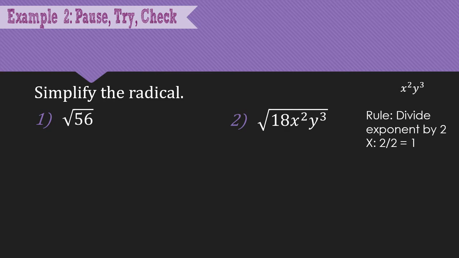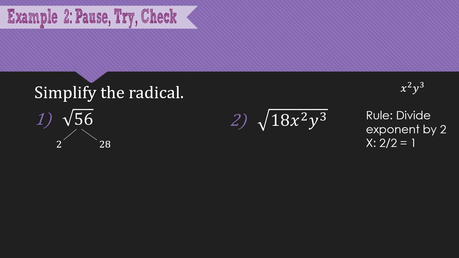Okay, now would be a great time for you to pause, try these on your own, and then come back and check your work. In the first example, we want to simplify the radical. We have the square root of 56, and we're going to go ahead and break that down. So let's find some factors of 56. I chose 2 and 28 this time.